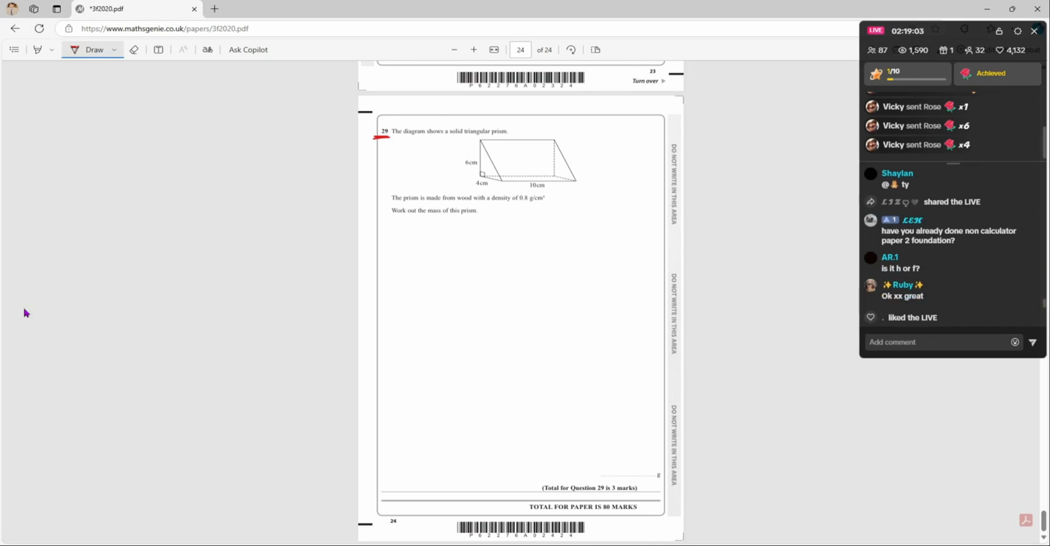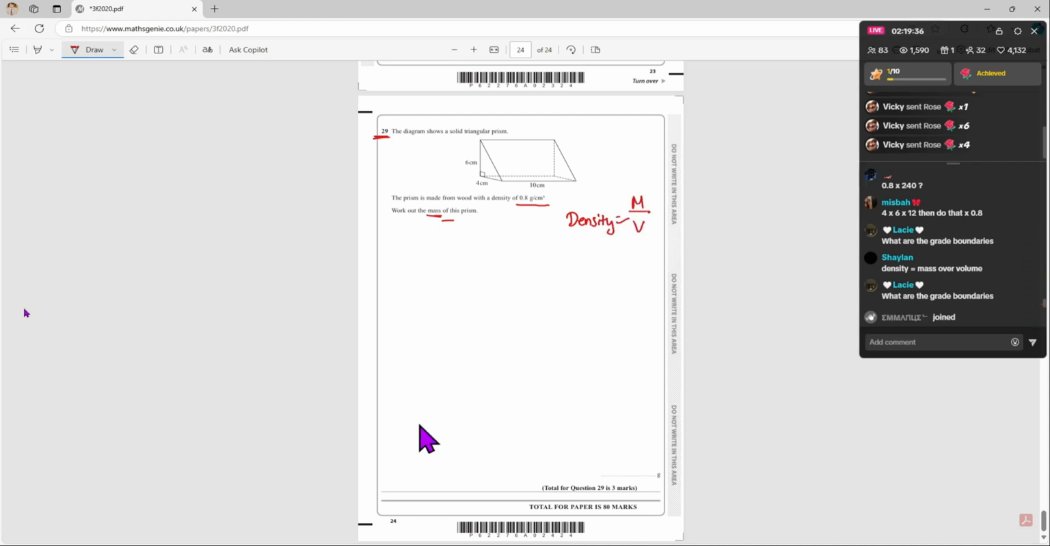This is foundation. So, the diagram shows a solid triangular prism. The prism is made from wood with a density of 0.8 grams per centimeter cubed. Work out the mass of the prism. So we know the formula of density is equal to mass divided by the volume. The only missing value we have to work out is the mass. We already know the density, so we have to work out the volume of this shape.